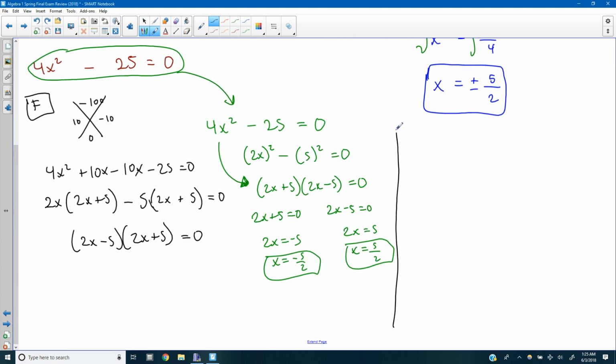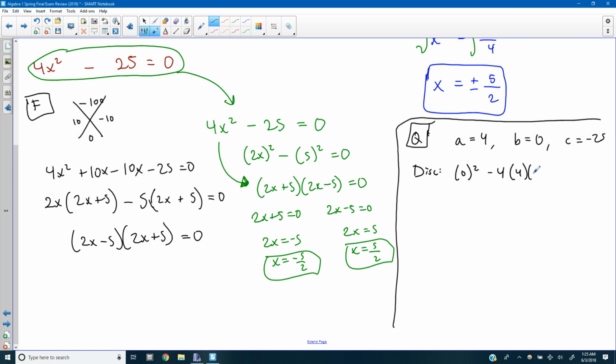Okay, last one's quadratic formula. So my a value is 4. My b value is 0. See, there's nothing there. And my c value is negative 25. If I do the discriminant, it's going to be b squared, 0 squared, minus 4ac. Negative 4 times 4 is negative 16 times 25. Let's see, 16 quarters, that's $4, so 400. That's my discriminant. So x equals minus b plus or minus the square root of b squared minus 4ac all over 2a.